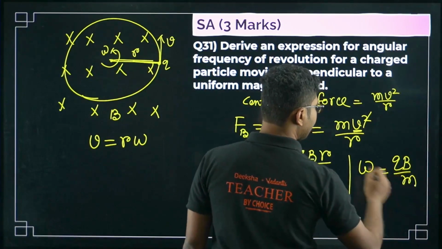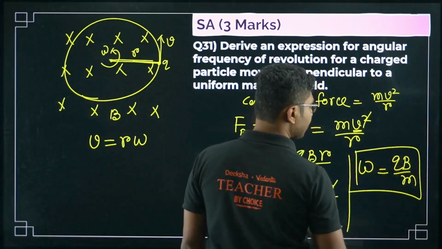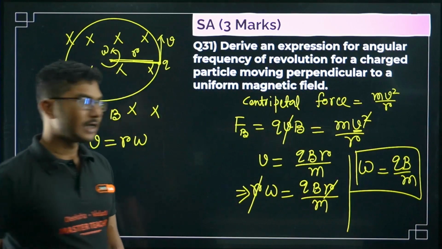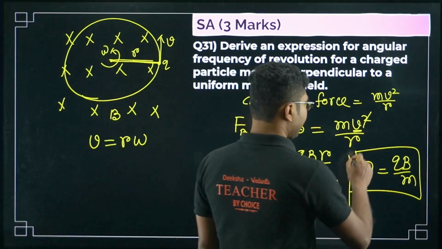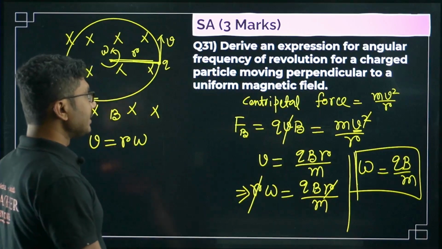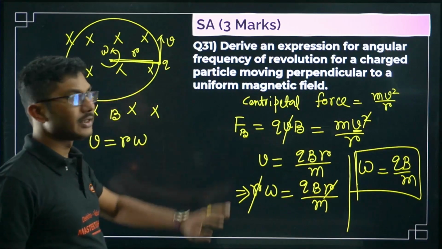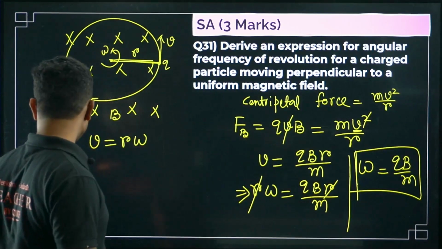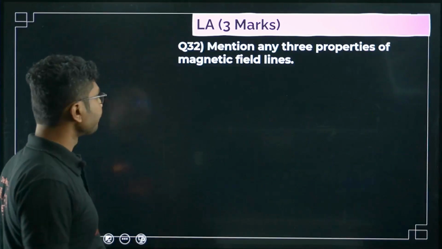So basically it is independent of the radius. It only depends on the magnetic field, the charge and the mass of the particle, right? So this is the expression for angular velocity. If you do this derivation with this diagram, definitely you can get 3 marks. It's an easy derivation, not super hard.